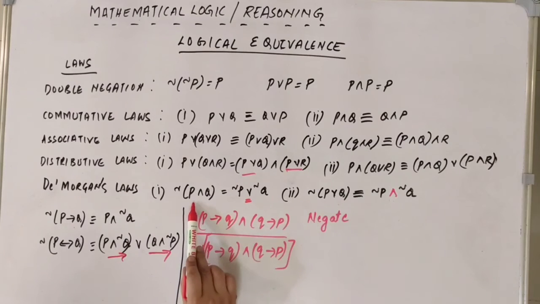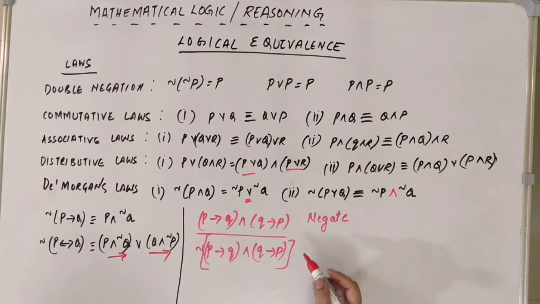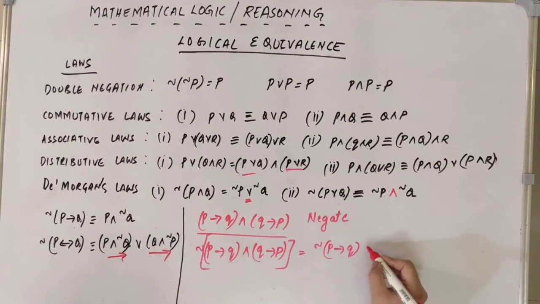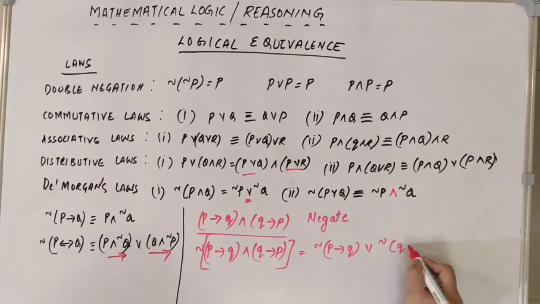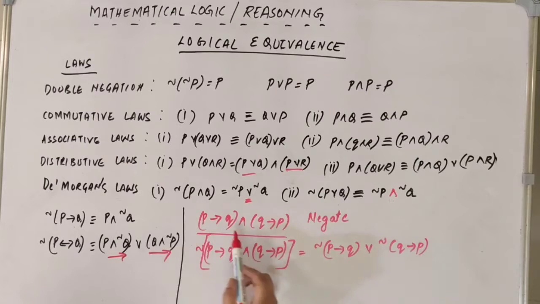So when it is of this format, negation of this P and Q, what we are going to do, we are going to split it like this. So it's going to be negation of P, we'll split it. So AND is going to become OR, negation of Q conditional P. So we've used this particular law here. Now after this, we'll further split it.